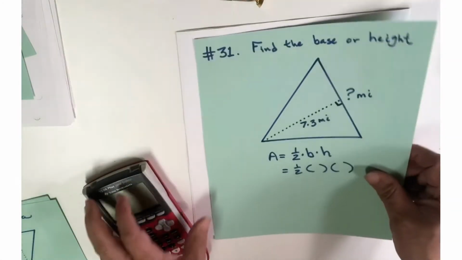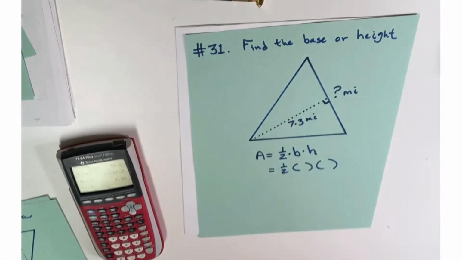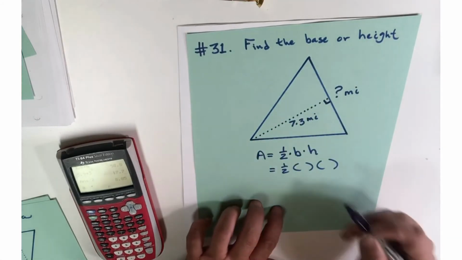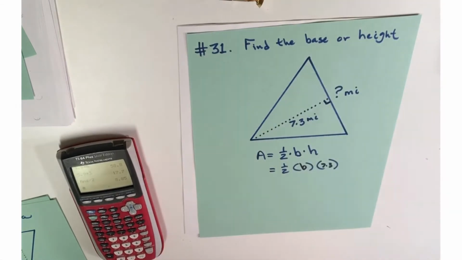Okay, let's take a look at that one. It too is a triangle, except it says either find the base or the height. In this case, remember that the dotted one is your height. So height is 7.3. I don't know the base, so I'm going to put it there.